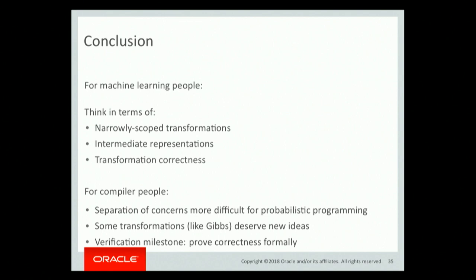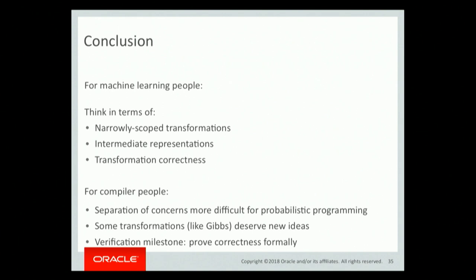So that's my real conclusion. As I said, I was trying to have two messages, one for machine learning: it's really useful to not think in terms of a big blob of transformation, and sometimes to think about white box transformations, narrowly scoped transformations. Gibbs sampling is super important, and it might be just one of a million inference methods, but it's a really challenging one, and it's worth studying. Think in terms of intermediate representations, and in terms of correctness, even today, even if it's difficult.